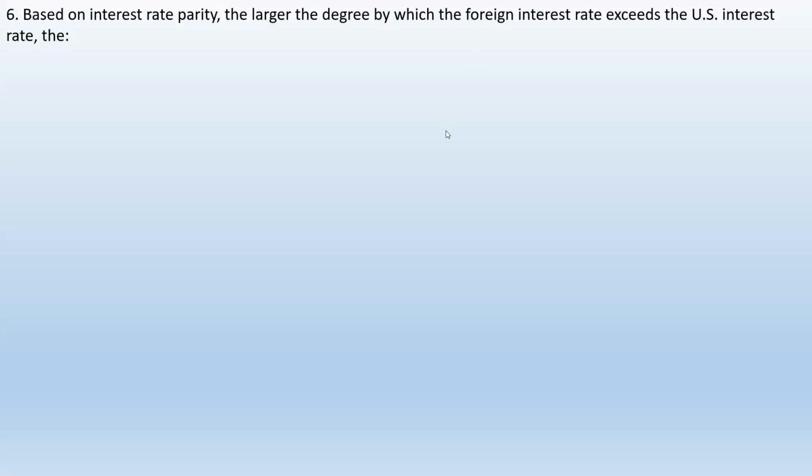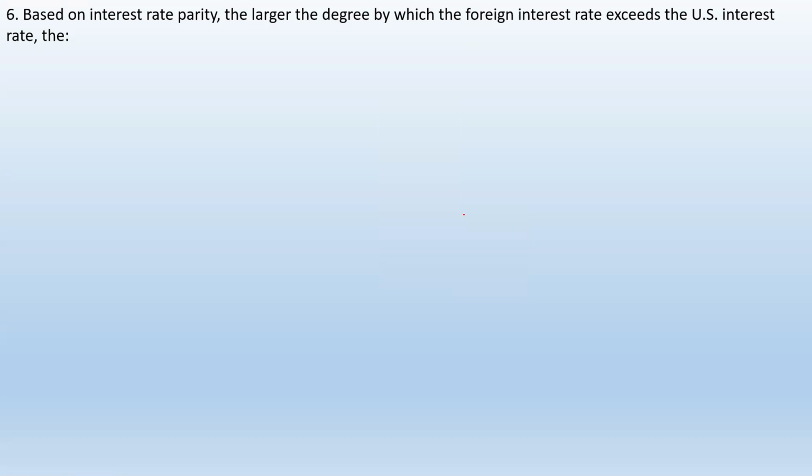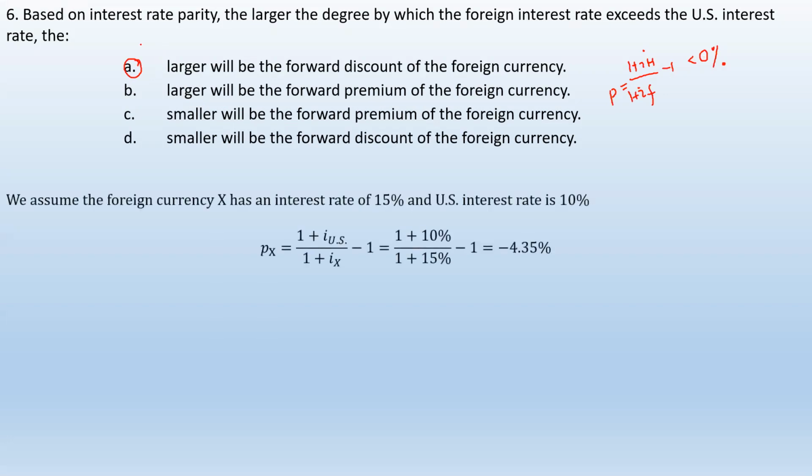Question 6 shows that based on interest rate parity, the larger the degree by which the foreign interest rate exceeds the US interest rate, remember, it's 1 plus IH divided by 1 plus IF, minus 1, this is P. And when IH is less than IF, it will be negative. And the larger the difference between those two, the larger the forward discount.